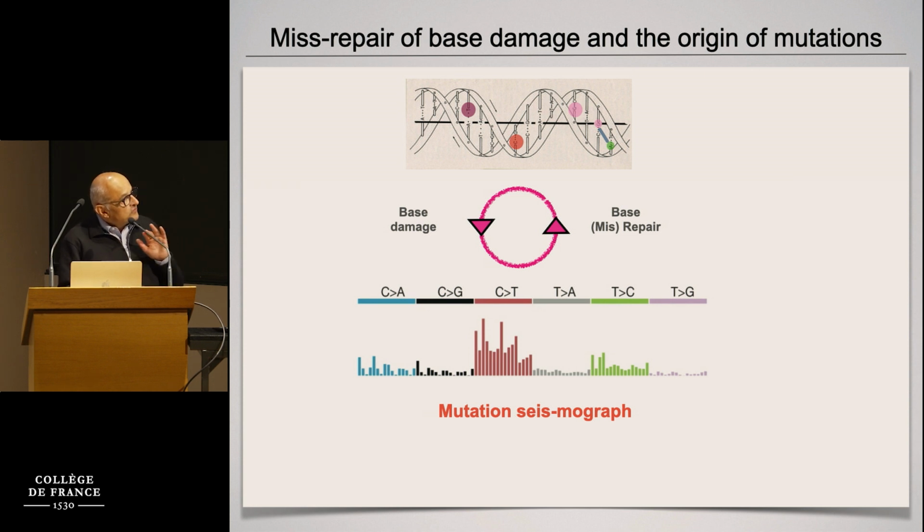Now, if you're not familiar with looking at these profiles, all it shows you is the single nucleotide base changes at the top, and each bar represents the 3' and the 5' nucleotide context in which this occurs. And you will see that the majority of mutations occur at cytosine, leading to a cytosine to thymine change, and that's really because of the intrinsic instability of cytosine to uracil.